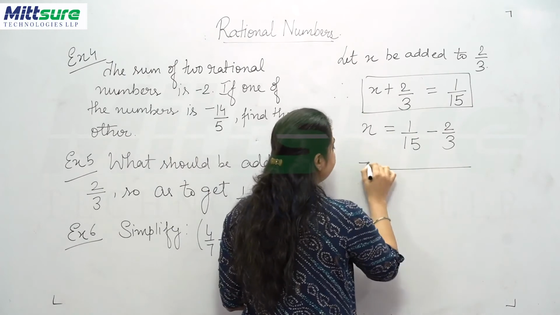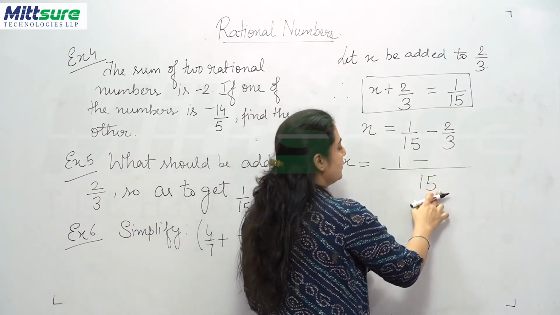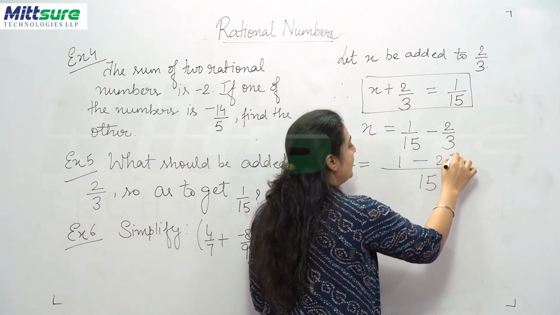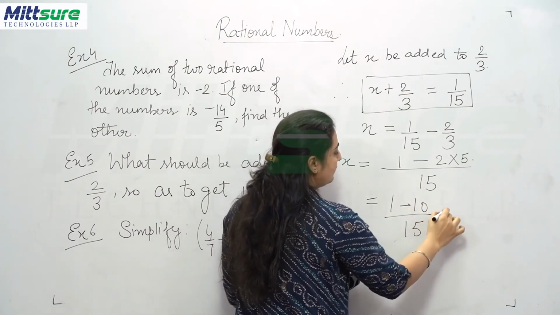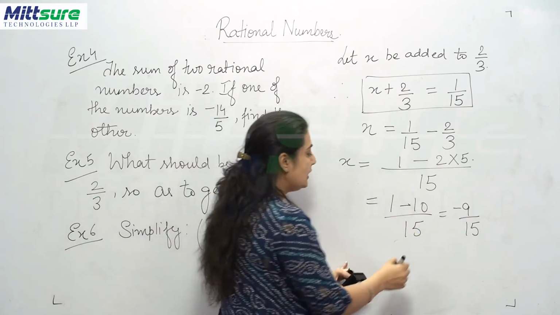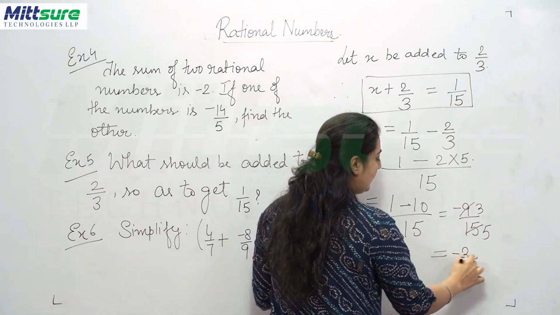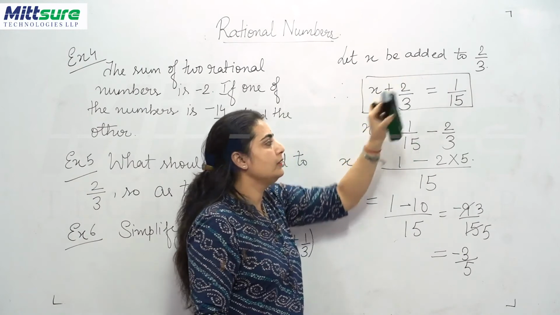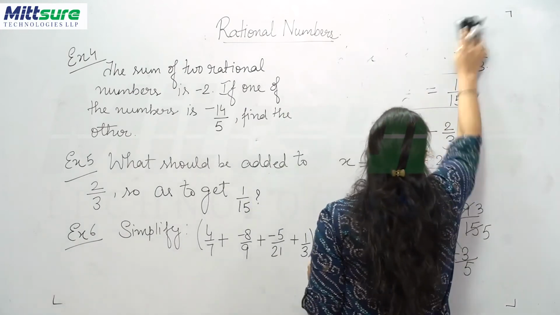Let's take the LCM. x is equal to 1 minus, when you divide 15 by 3, it goes 5 times, so 5 into 2 is 10, 1 minus 10 upon 15, that is minus 9 upon 15. It will be reduced to the simplest form. 3 3s are 9, 3 5s are 15. So minus 3 upon 5 is that number which should be added to 2 upon 3 to get 1 upon 15. Let's see the other example.